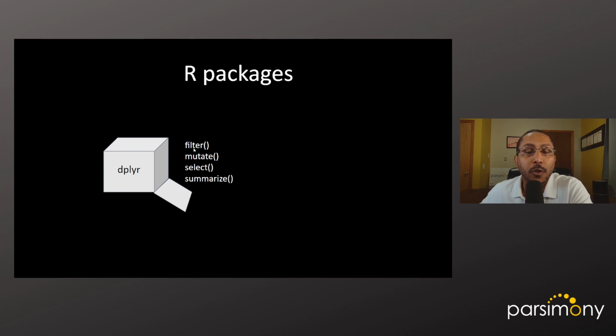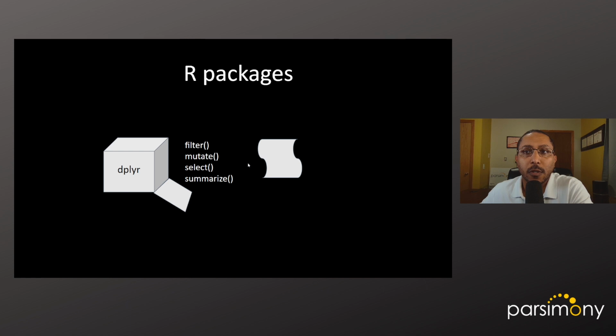There's the filter function that allows you to select a subset of rows based on certain conditions that you specify. It has a function called mutate that allows you to create new columns or new variables. It allows you to modify existing variables, that sort of thing. It has a function called select that allows you to keep a subset of your columns, and then a function called summarize that allows you to do things like aggregate variables by certain groups, that sort of thing.